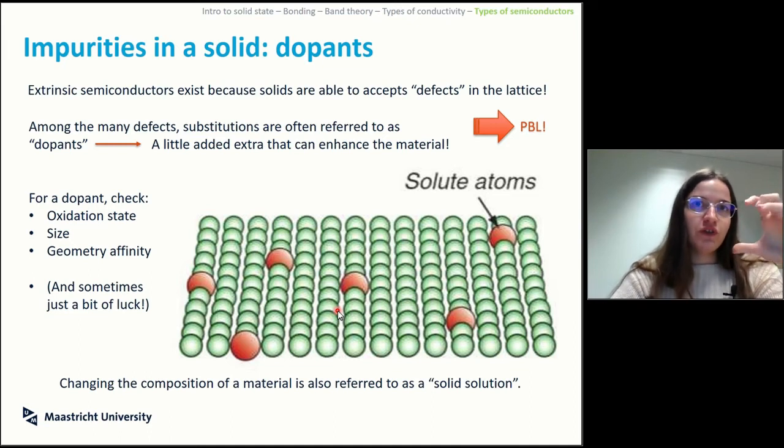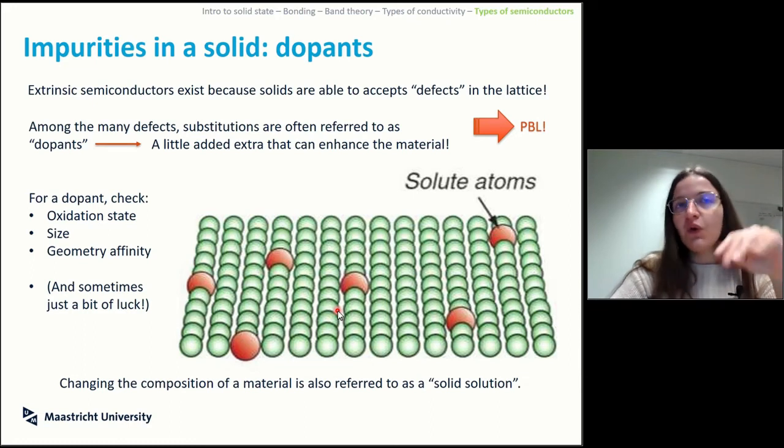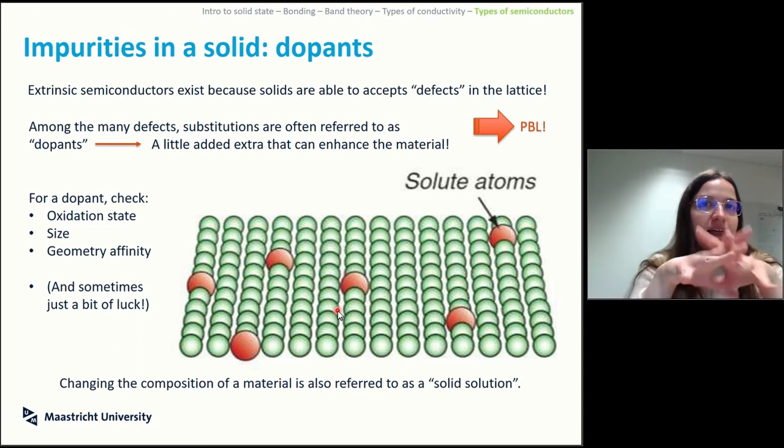Usually when you change the composition of a material, especially when you change it a lot, you call it making a solid solution. So you have solid A, solid B, and solid AB, that is a mixture of the two in between.